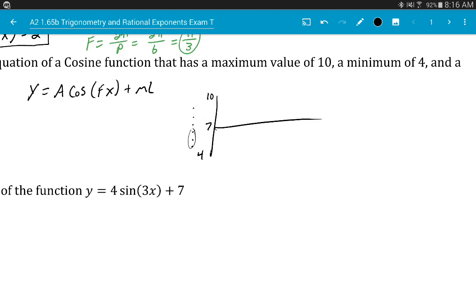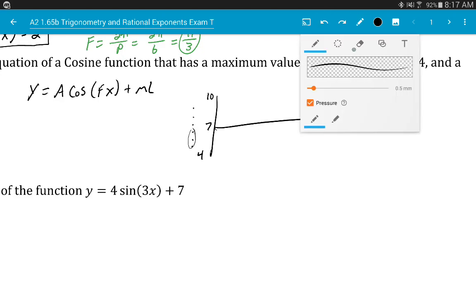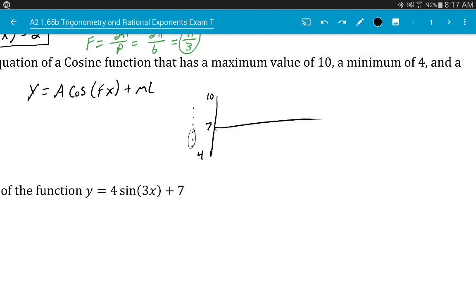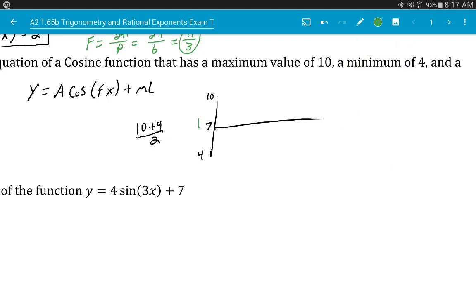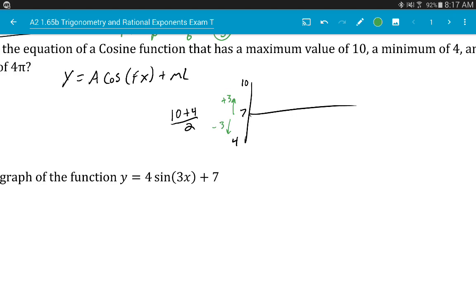So this is 7. You could also choose to take the min and the max and average them. 10 plus 4 divided by 2. That's still going to be 7. I know that I'm correct because check this out. Going up is +3. Going down is -3. All right, so that's my amplitude.